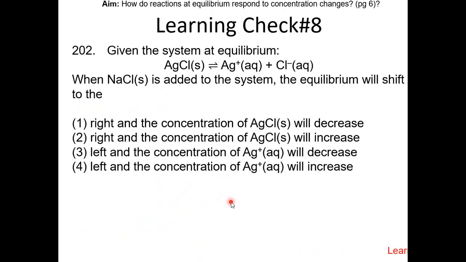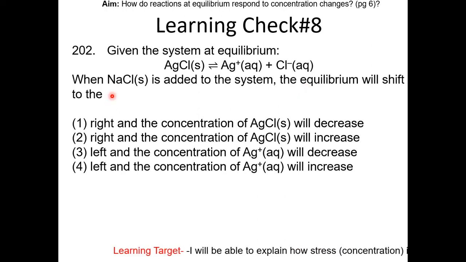Learning check number 8. When NaCl is added to a system, the equilibrium will shift to the what? Pause the video and resume once completed. When we add NaCl, we're adding chloride ions, so the equilibrium will shift to the left, which is the opposite side. Silver ions will decrease since it's on the right side. The answer is choice 3.